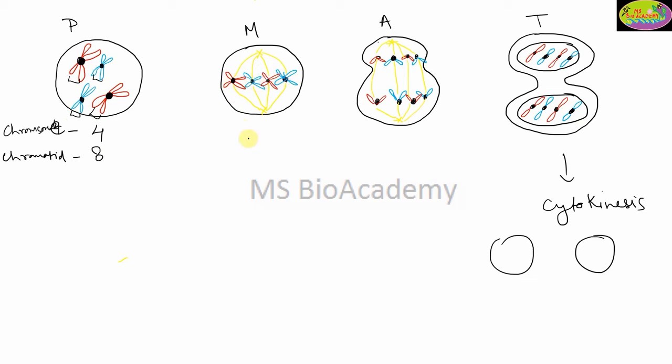Now talking about the metaphase. Metaphase again you can see 4 centromeres, that means 4 chromosomes. And what about the chromatids? Chromatids is again the same, 8.